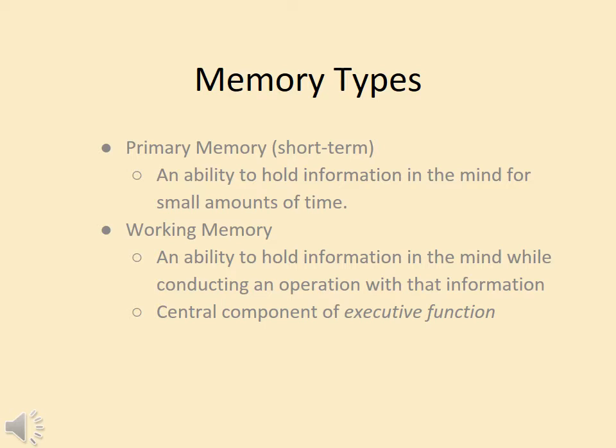So as I said at the beginning, right, memory is pretty complex, and within your short-term store you have subtypes of memory, right? So initially you have your primary memory, often referred to as short-term, and that's your ability to hold information usually for short amounts of time. And contrast that with your working memory, which is your ability to hold the information while you're conducting an operation with that information. And that is a central component of executive function, which is the process of regulating your attention and determining what to do with either new information or information from your long-term storage.